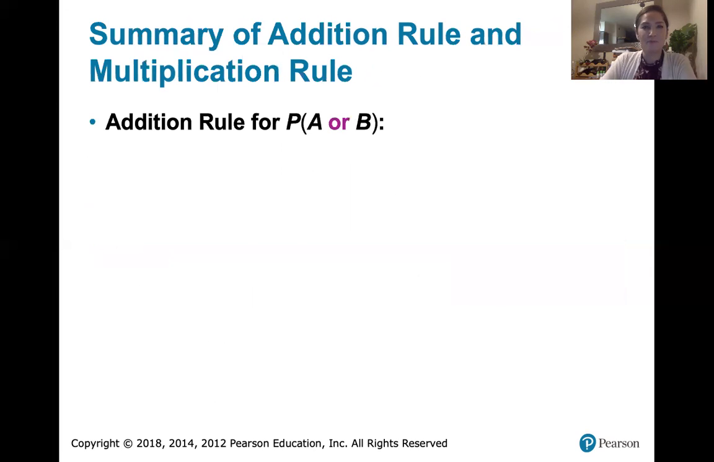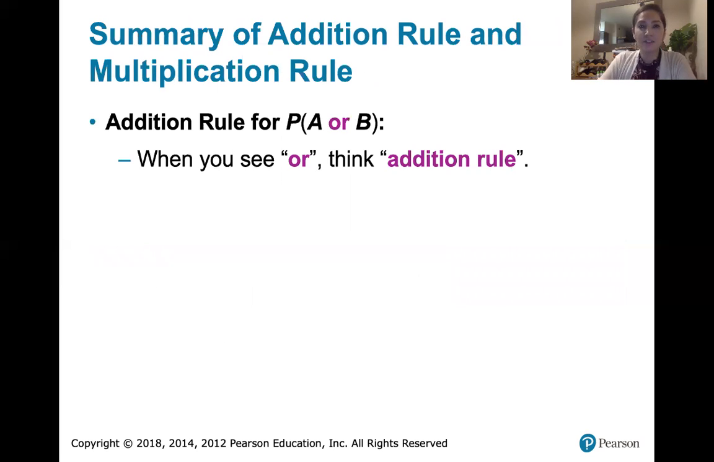and it's a great example of why you should back up your computer. On this last slide, we're going to summarize lesson 4.2, which is all about 2 rules, the addition rule and the multiplication rule. Now, the addition rule says that if we're trying to find the probability that A occurs or B occurs or both occur, you just add the probabilities. If you see or, think addition. If this happens or this happens, think addition rule.